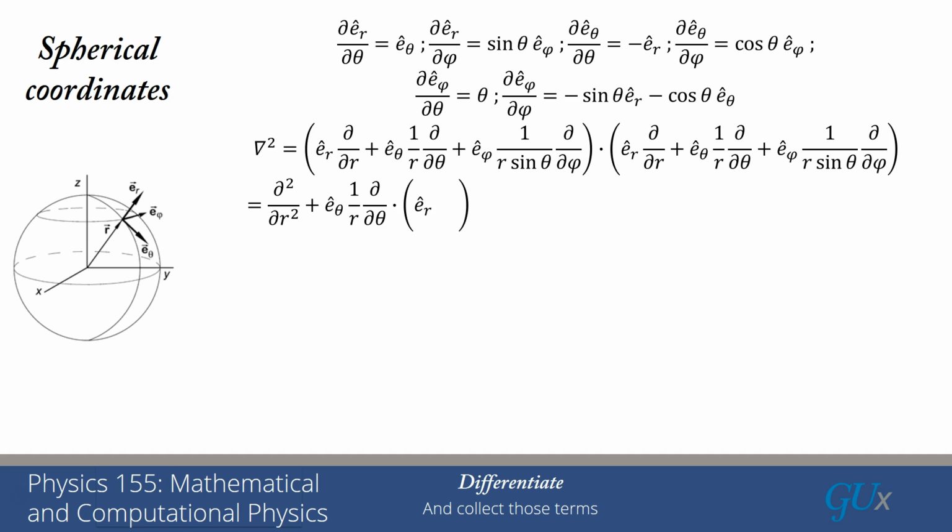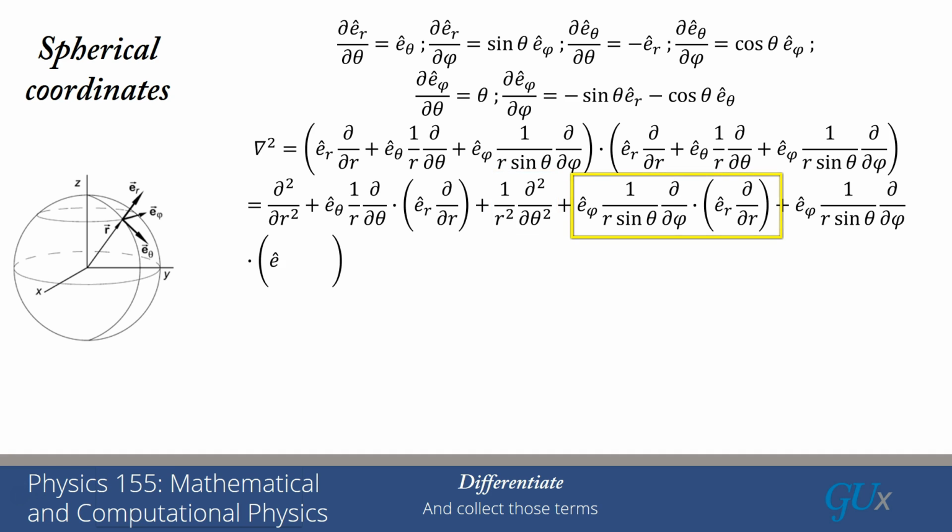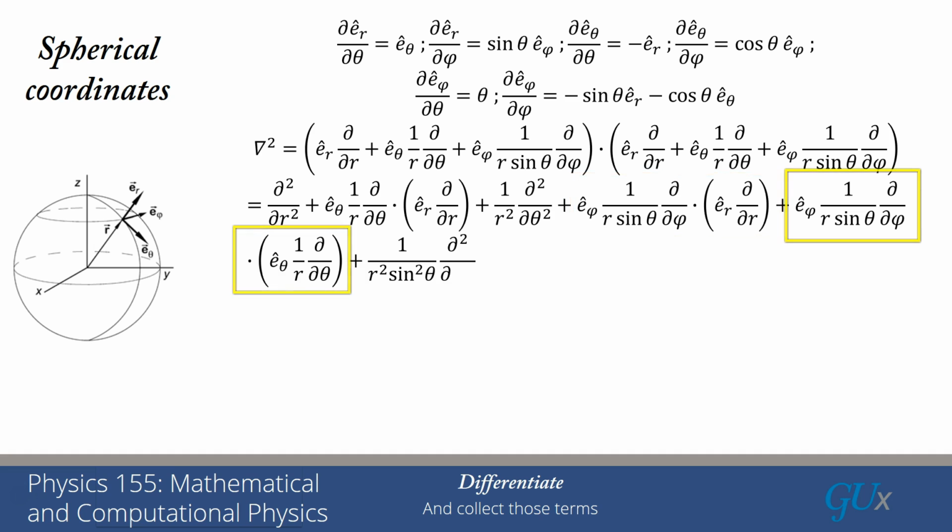Let's take a look at what it looks like. So I get this d squared by dr squared that we talked about before. Then I have this term where the d by d theta acts on the E_r. And then I have the term where I have the second derivative with respect to theta. Then I have the term where the d by d phi acts on E_r. I have the term where the d by d phi acts on E_theta. And finally, I have the second derivative with respect to phi squared term as well. So now we have to go and look up what they are.